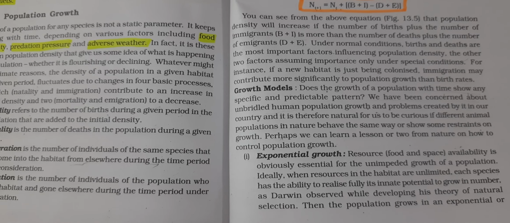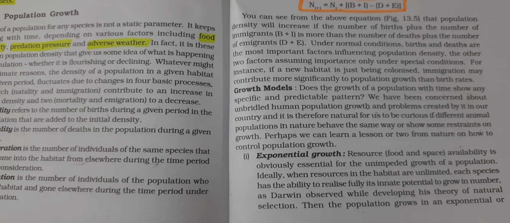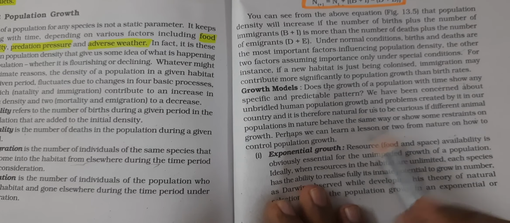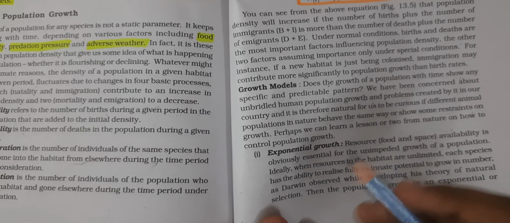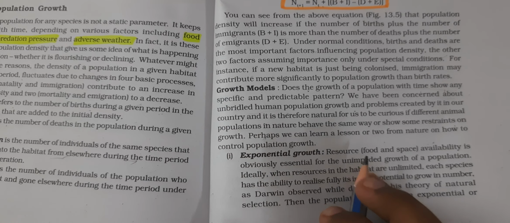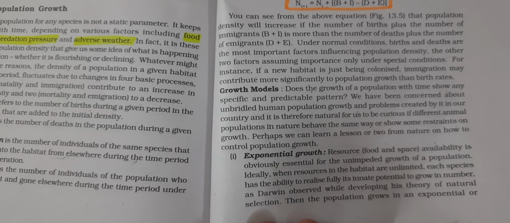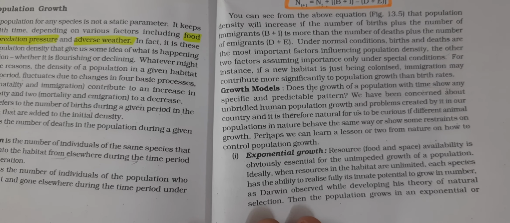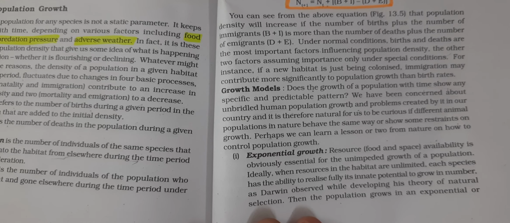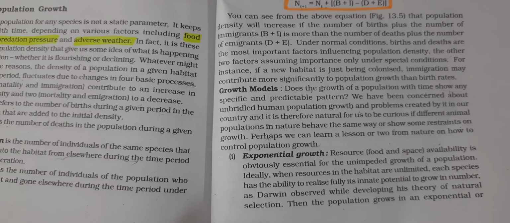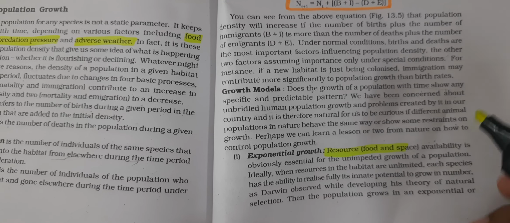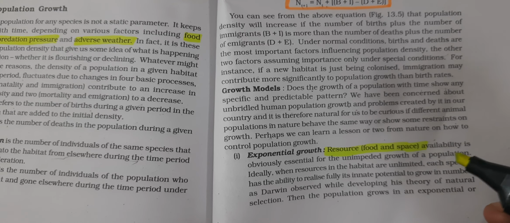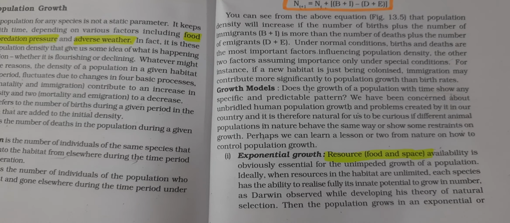And we were asking questions, and we are definitely going to be seeing the exponential growth and logistic growth. It is natural to ask such questions. So first of all, exponential growth. Resource, food and space availability is obviously essential for the unimpeded growth of a population. Ideally, when resources in the habitat are unlimited, each species has the ability to realize fully its innate potential to grow in numbers.